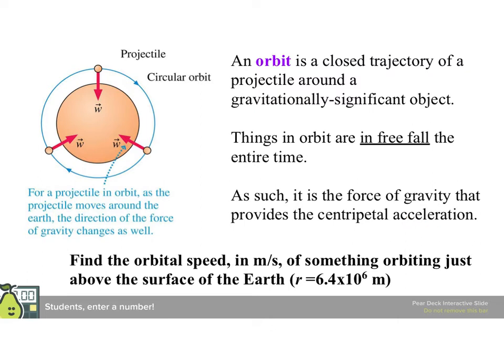That would allow us to do things like figure out if there was something orbiting just above the surface of the Earth, whose radius is 6.4 times 10^6 meters, assuming it didn't hit any mountains or anything that it could go around, but it was in orbit, so it was being pulled by the Earth. Find its orbital speed.